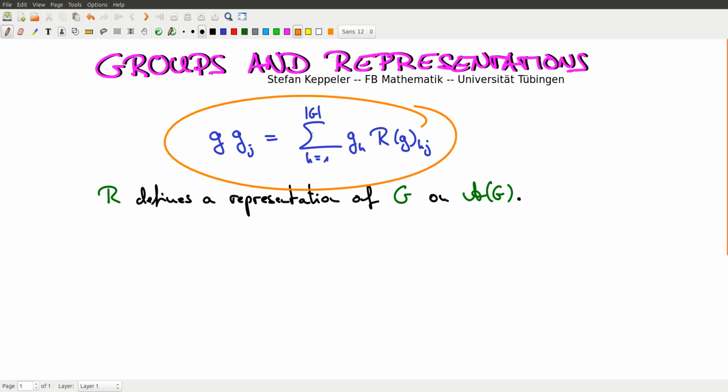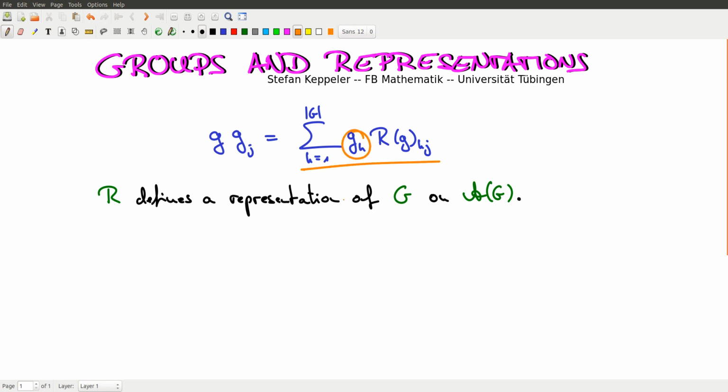This is how we've just rewritten the group law. So sometimes we just write J for some arbitrary group element, and sometimes we want to enumerate the group elements. So Gj is the jth group element. And we write it like this. We write the multiplication as a sum over all group elements.